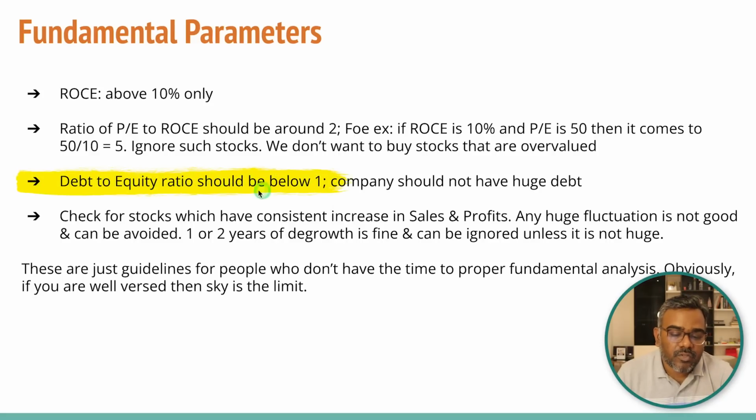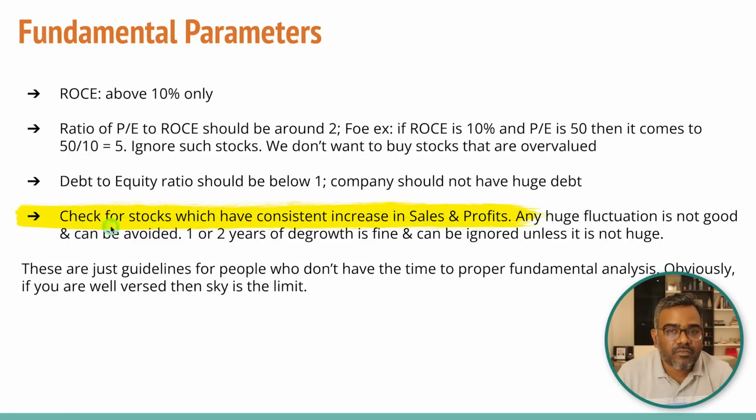The debt to equity ratio should be below 1, which means we're looking at companies which do not have huge debt, right? Now this is very, very important. The next condition is you have to check for stocks which have a consistent increase in sales and profits. I covered a lot of stocks in the Sunday video, so in case you want to check some examples, check them out. A lot of the stocks that we covered on Sunday have very good sales, profits, and sales and profit growth.